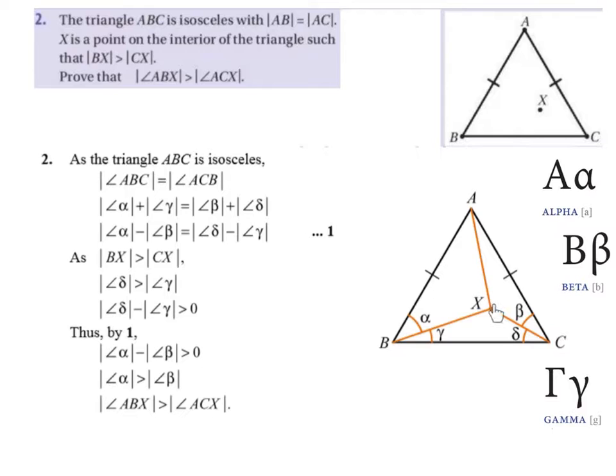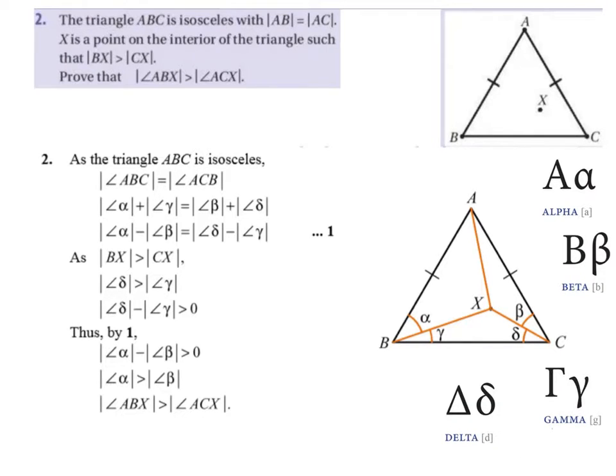Then I've labelled the angle XBC as gamma. It kind of looks like a Y, but it's the Greek symbol for G, which is gamma. This would be the uppercase version, this is the lowercase version, and I'm going with the lowercase. And I've labelled the angle XCB as delta. This is the letter D in the Greek alphabet. The uppercase version looks like a triangle, and the lowercase version looks like a D with a little squiggle on top. This is known as delta.